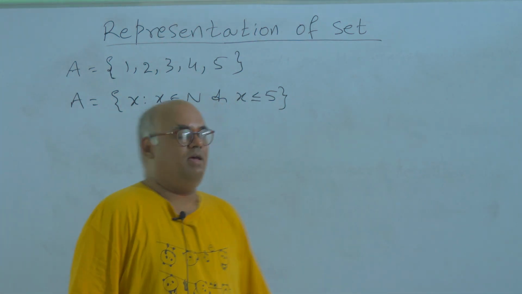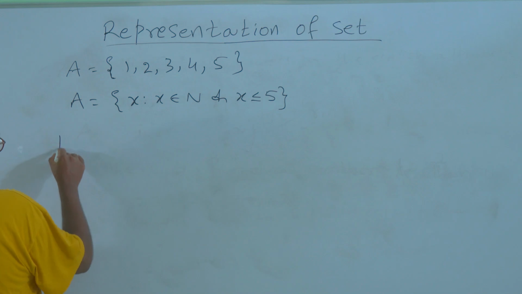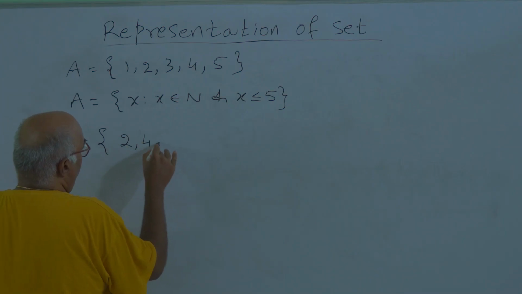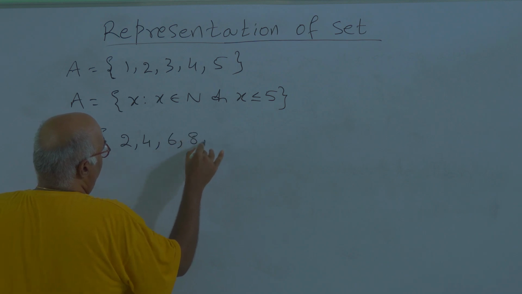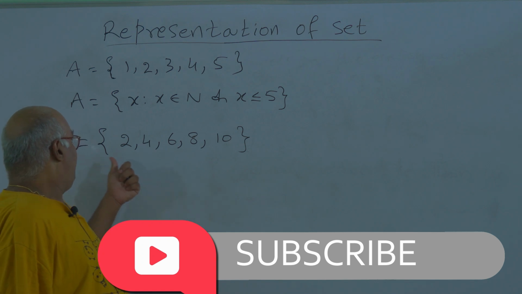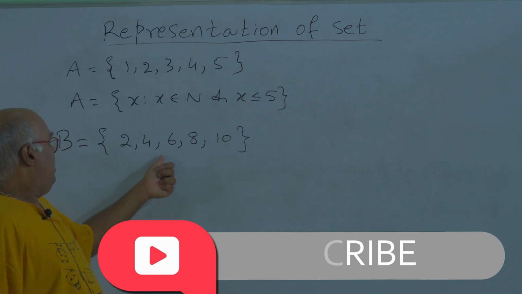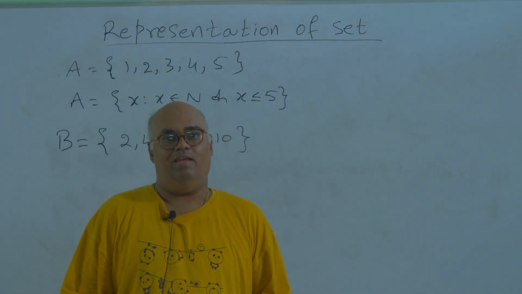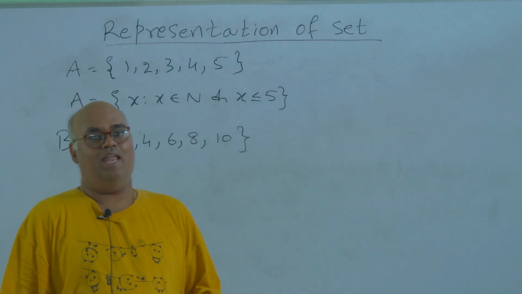Now let us take another example. Set B is equal to 2, comma, 4, comma, 6, comma, 8, comma, 10. So if you see this set B, it contains even numbers, even natural numbers which are less than 11.